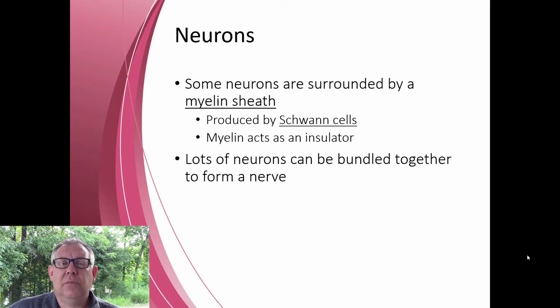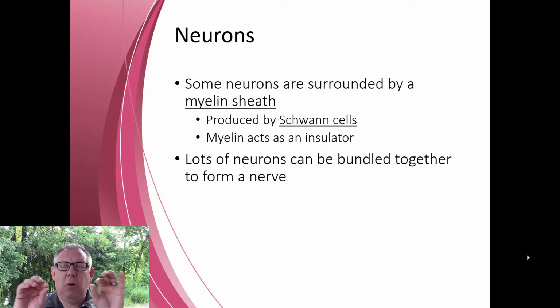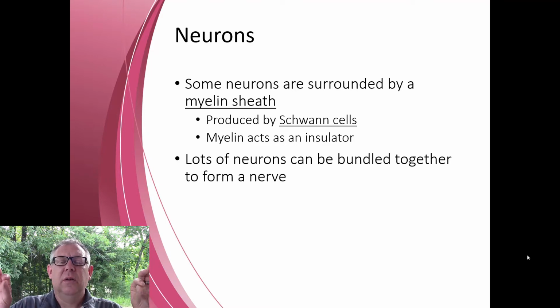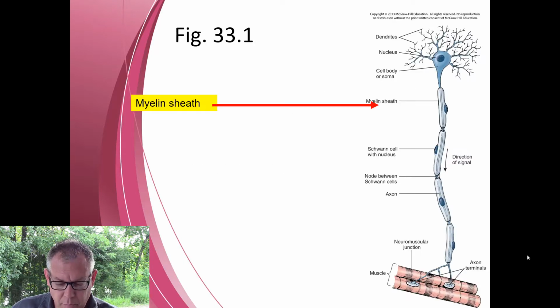Okay, and so then you can have lots of these neurons that bundle together to make a nerve. Whenever we dissect something, nerves are usually pretty easy to see in animals because they're very white. And that nerve contains many neurons in it. And so if you look back at this figure again, they're showing that this is a myelinated neuron. And you got that myelin sheath.